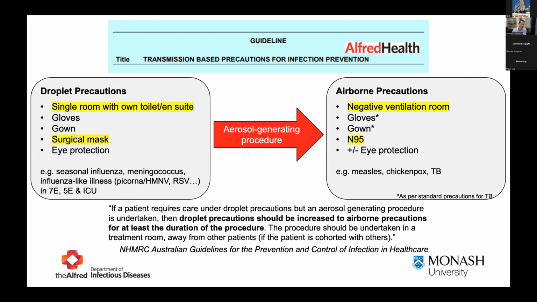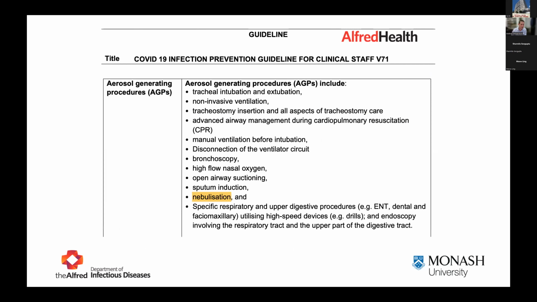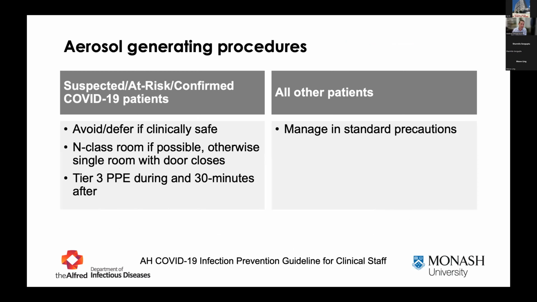Then we look at guidelines. This is our own internal hospital guideline, which says that, as already covered, aerosol generating procedures in someone in droplet precautions, which at the time, essentially right back at the start of the pandemic, is what we had our patients in, means that we then need to manage them according to airborne precautions for the duration of the procedure at very least. And our list internally of aerosol generating procedures included nebulization and still does.